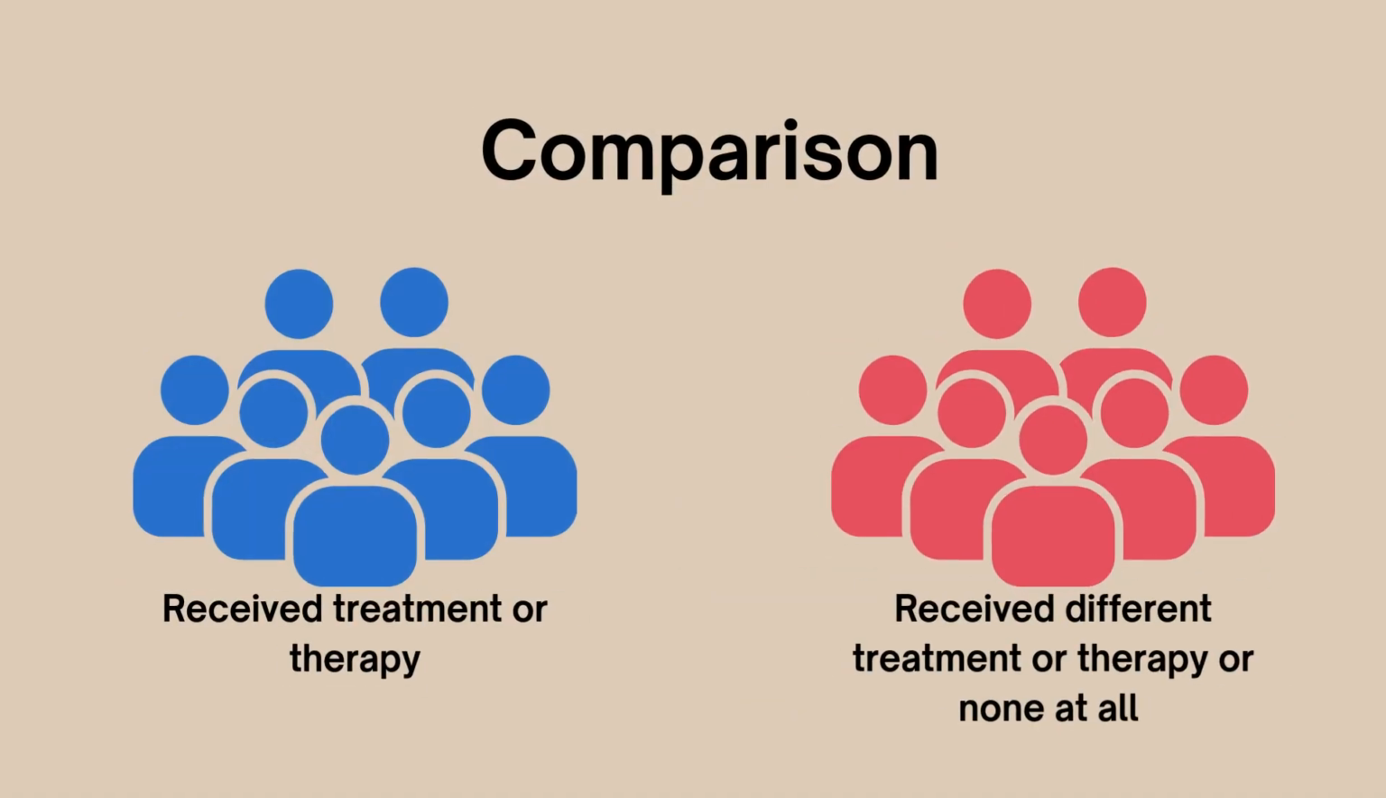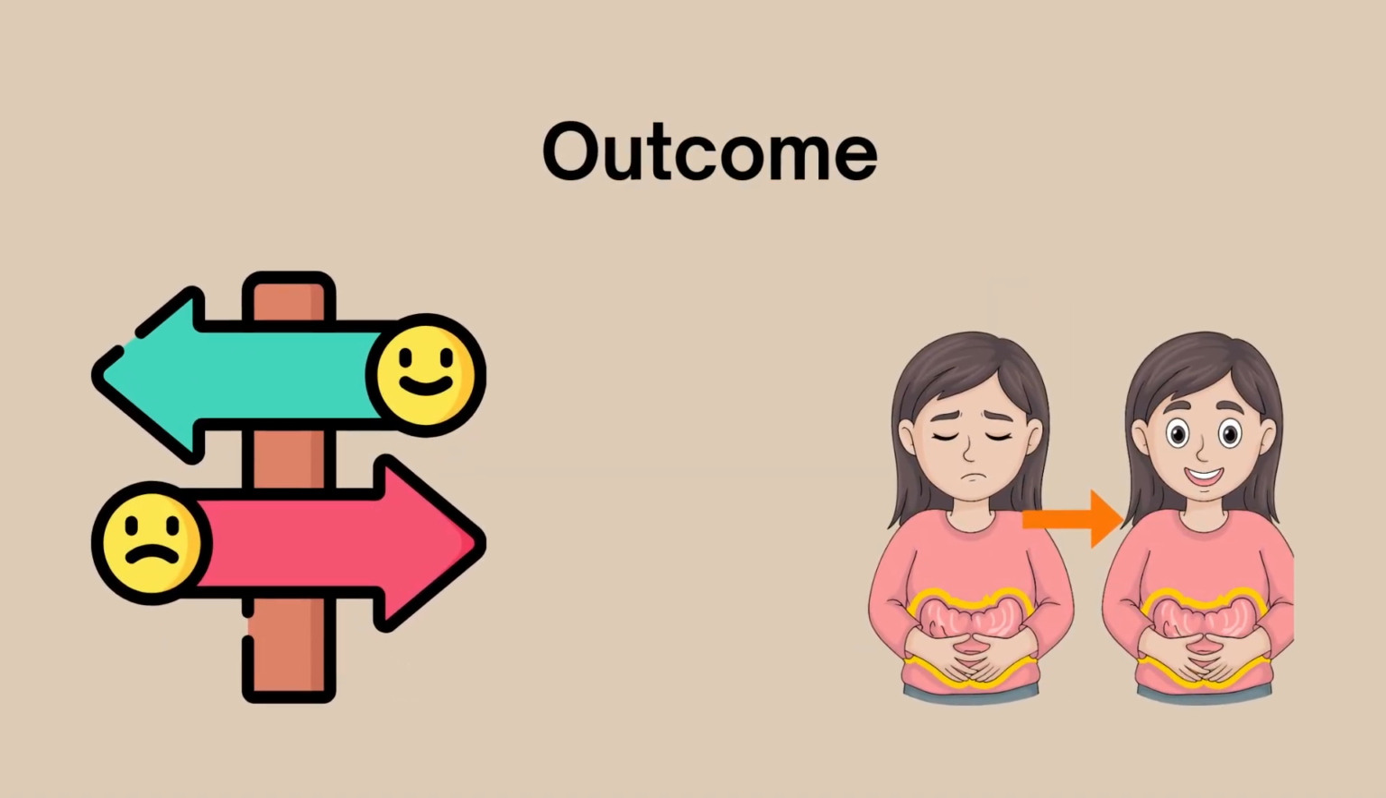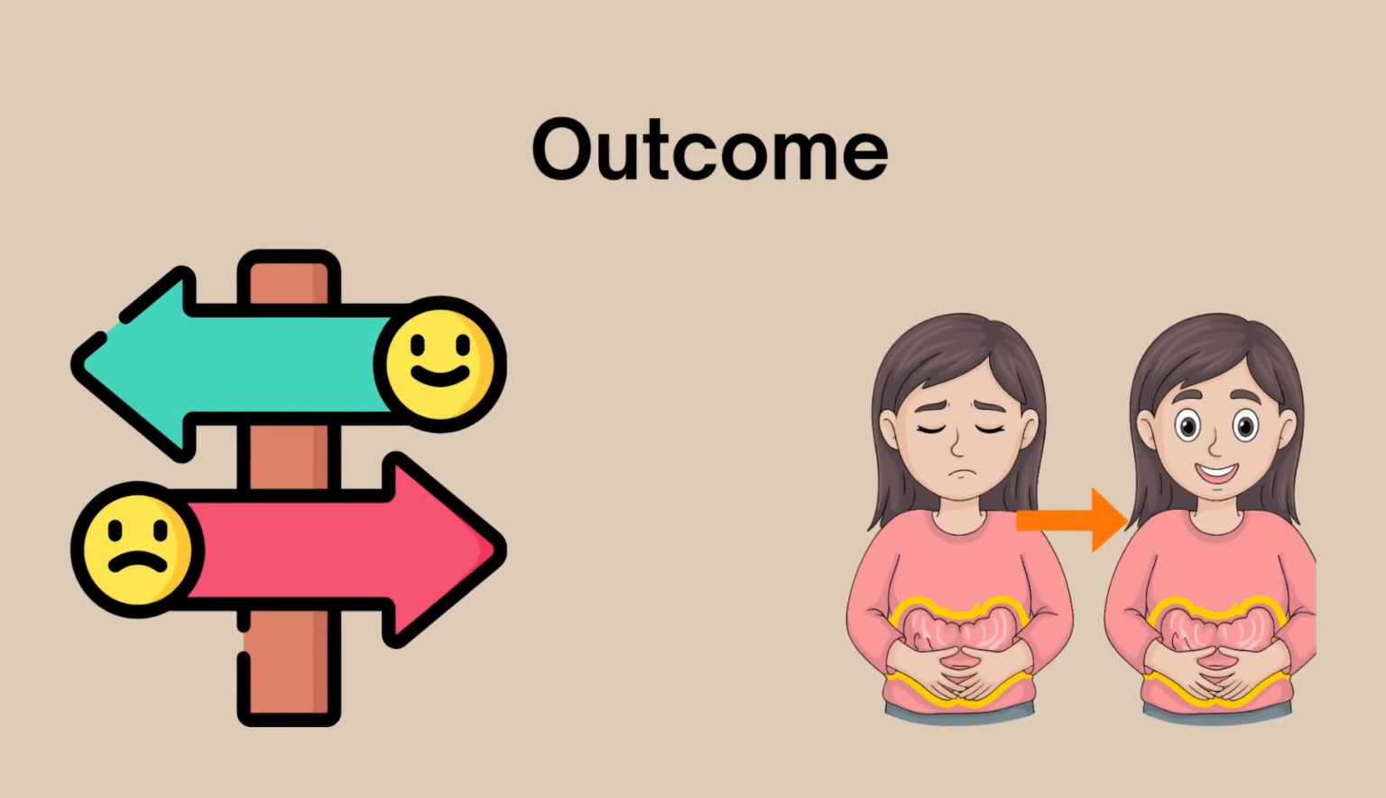That means different treatments and therapies can be compared to another type of treatment or therapy, or to a control group that didn't receive treatment or therapy. O is for outcome. That means searching for an outcome that resulted from the treatment or therapy, such as lower blood pressure or lowered anxiety.